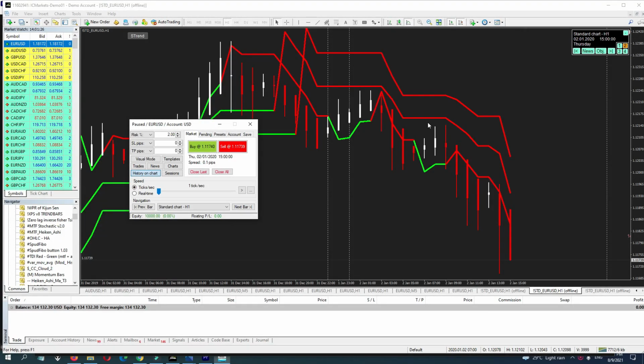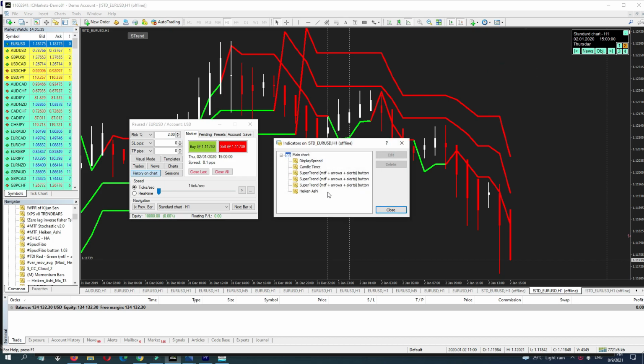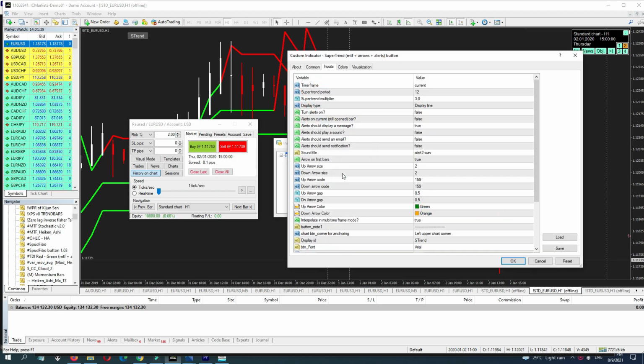Hello guys. So in this video, I'm going to test a triple Supertrend strategy with Heiken Ashi. First you need Heiken Ashi, just default Heiken Ashi, and then you need three Supertrend. I'll give you the link down below for this indicator for MT4. For TradingView, you already have this.